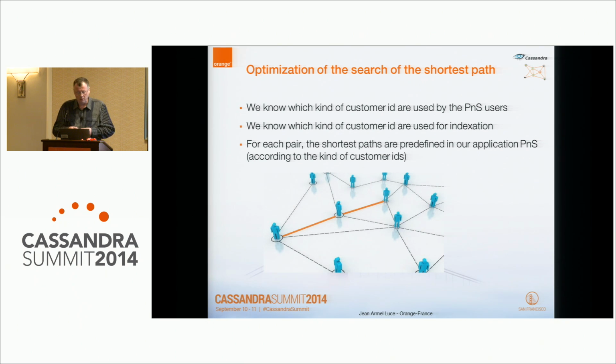For example, if we need to translate a cell number into an email address, we know that the ISE is a neighbor of the cell number, and the email address is a neighbor of the ISE. But the email address is not a direct neighbor of the cell number. So we know that the shortest path for this kind of translation is via the ISE.